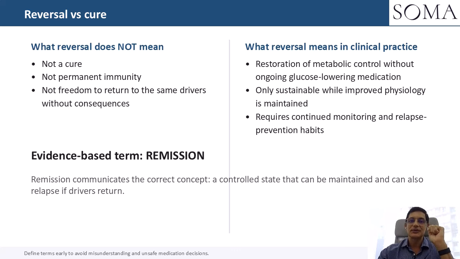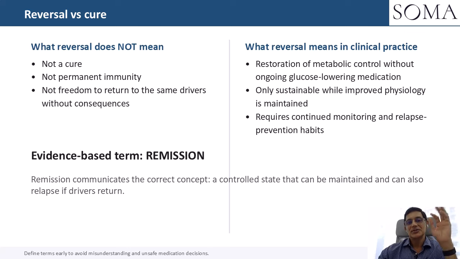In scientific language, we call it remission. Remission is a better term because it automatically reminds us of an important truth. Remission is a controlled state. It's a state that can be maintained, and it can also relapse.